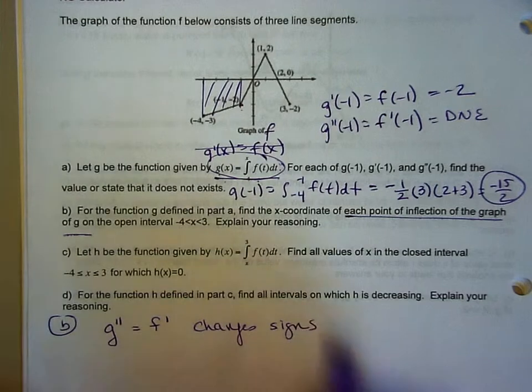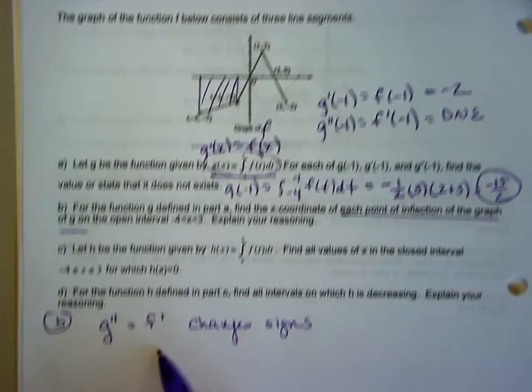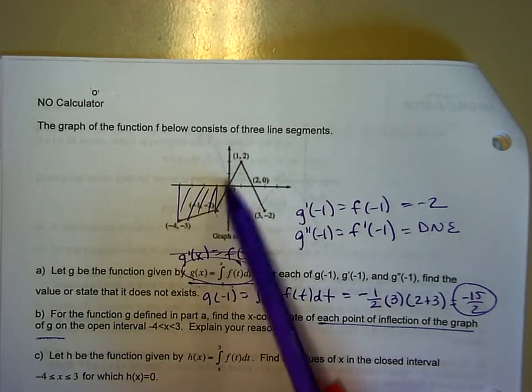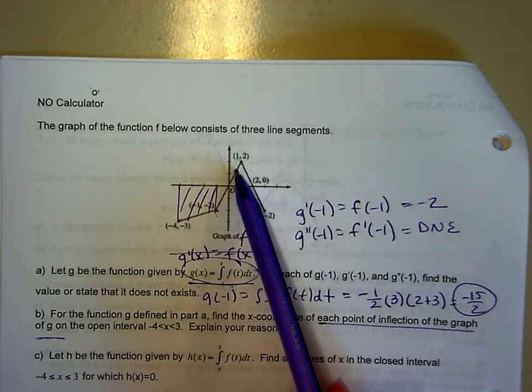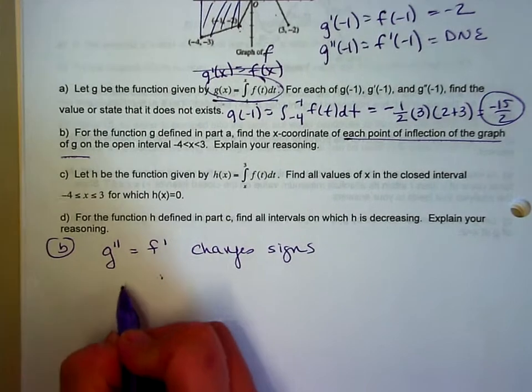So look at the graph of f, and where does f prime, which is the slope of f, change signs? Slope here is positive, positive, then negative. So the only place where the slope is changing is at x equals 1. So the answer is x equals 1.